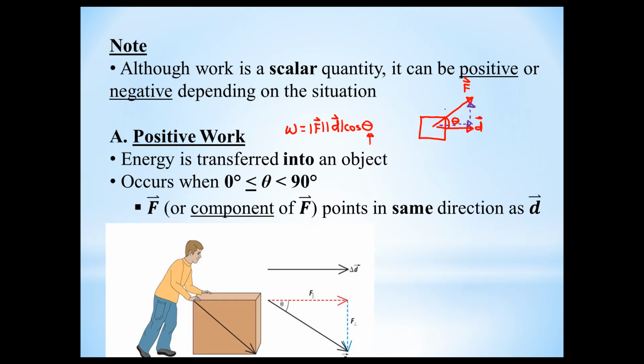Yeah, I already addressed that. So in order to do positive work on an object, you either need your force to point in the exact same direction as the displacement, or there needs to be at least a component of your force that points in the same direction as your displacement vector.